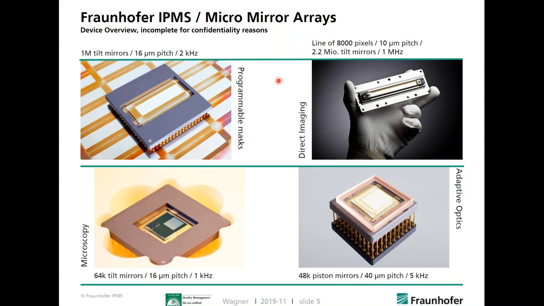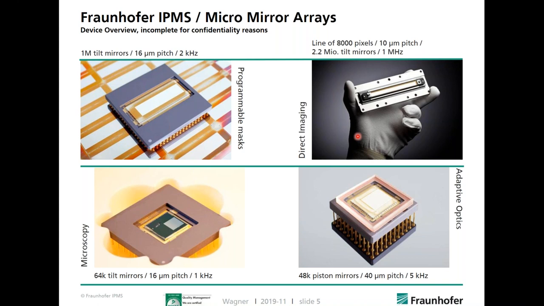Effectively, the whole device consists of 2.2 million tilting mirrors, but in this case, they are hardwired to 8,000 logical pixels. A speciality here is the very high speed. These mirrors are optimized for high speed and high data throughput, and they can be operated at frequencies up to 1 megahertz. If you compare this device, 8,000 logical pixels, with this one, 1 million pixels, it first sounds a little bit strange, but in fact this device has the higher data throughput, potentially in combination with this 1 megahertz operation, compared to the 1 million mirror device.